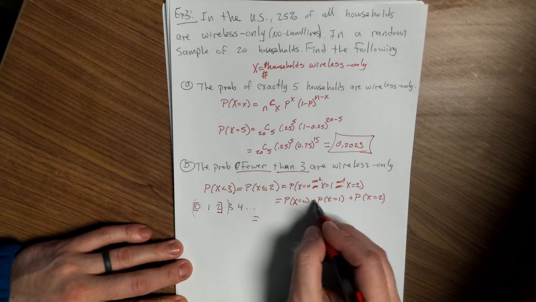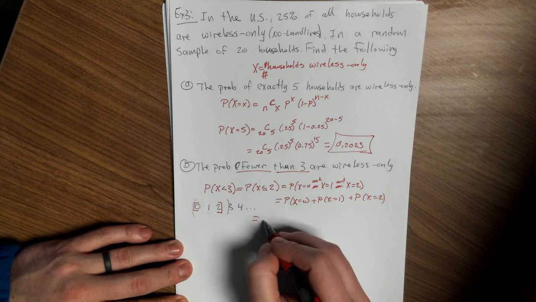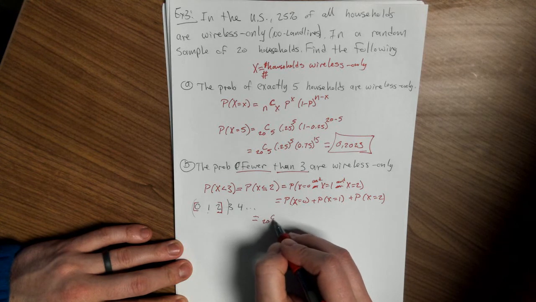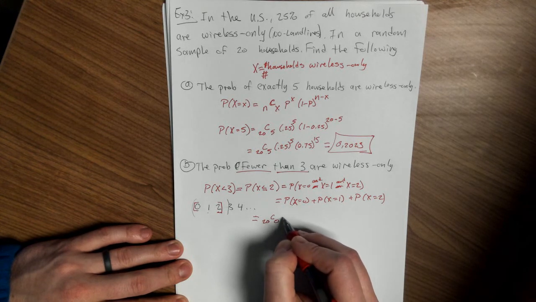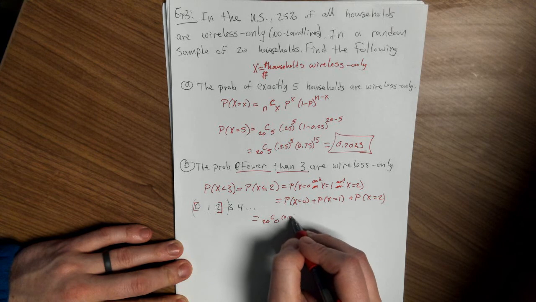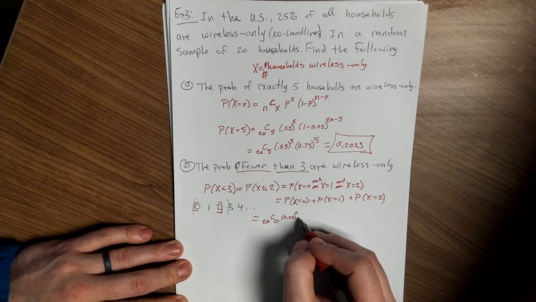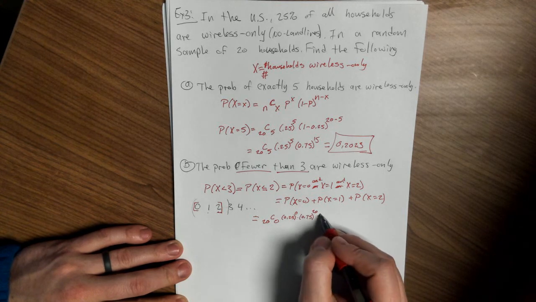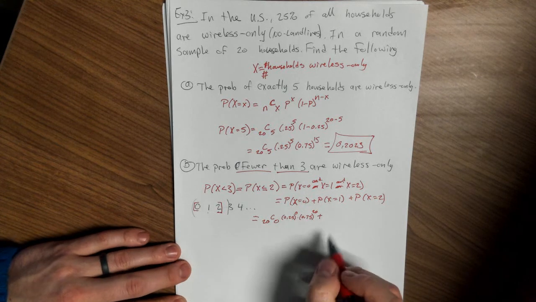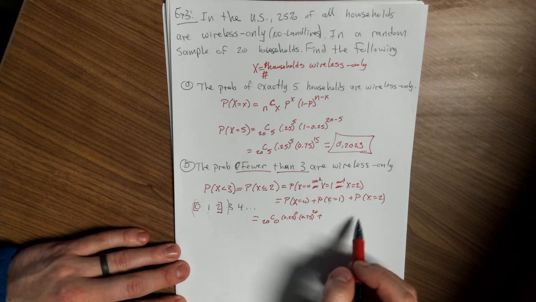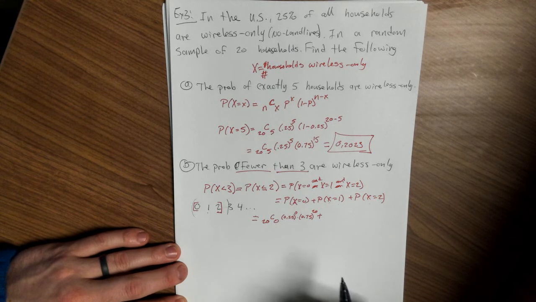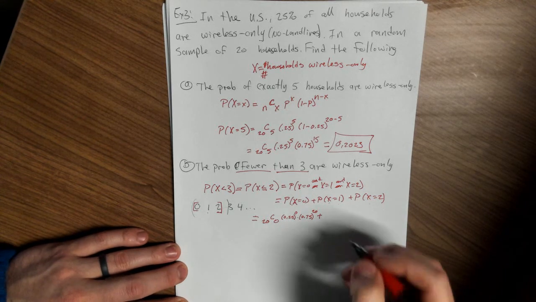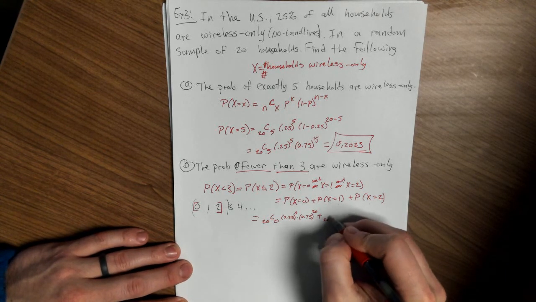Worrying about x equals 0 first, we have 20 choose 0, and then the probability is 0.25 raised to the 0 times, I already know this is 0.75 from the previous problem, raised to the 20th, then plus. Now you try to finish the problem. You do x equals 1 and x equals 2, and then add it all together and come up with your answer. I'm going to go ahead and finish writing this out.